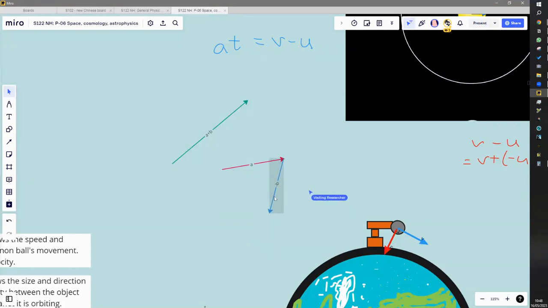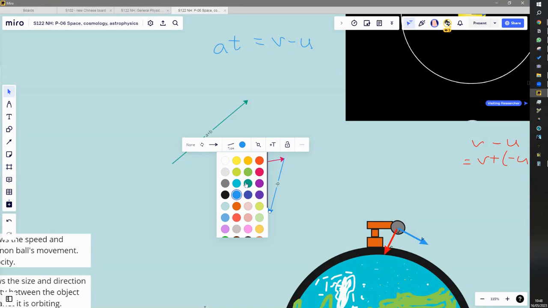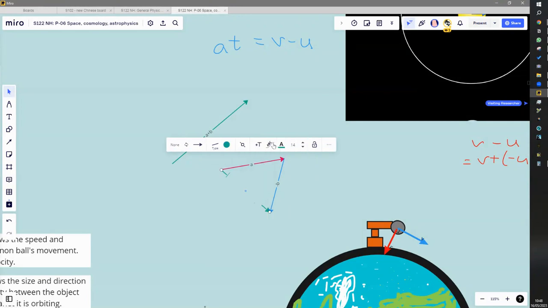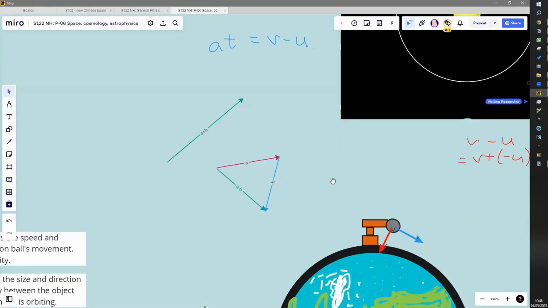So that would be like that. Now the vector of A minus B would be like this. I just need to flip that arrow now. So we'll make that green as well, and that would be A minus B. So that's how you subtract vectors from one another. You just work out that a backwards vector would be the negative version of it.